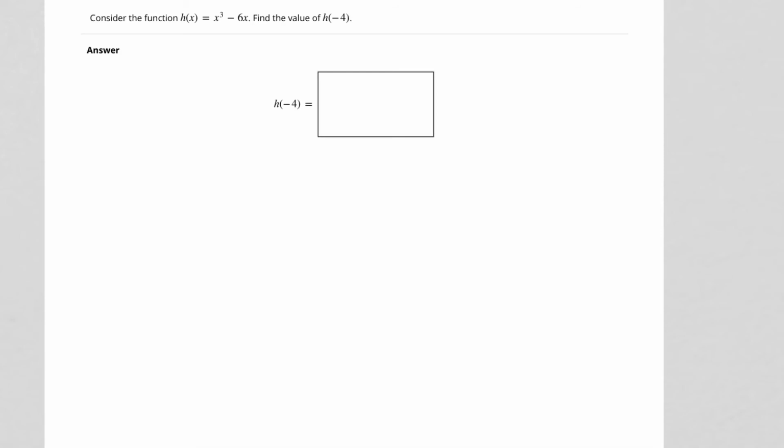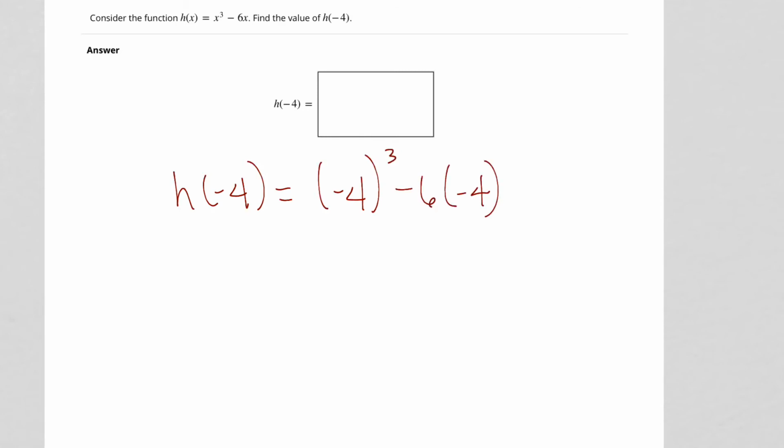This next one is also asking us to consider a function, which is h of x equals x cubed minus 6x, and it's wanting us to find the value of h of -4. H of -4 is going to equal (-4) cubed minus 6 times -4. -4 to the third is -64. -6 times -4 is plus 24. -64 plus 24 is -40. H of -4 equals -40.